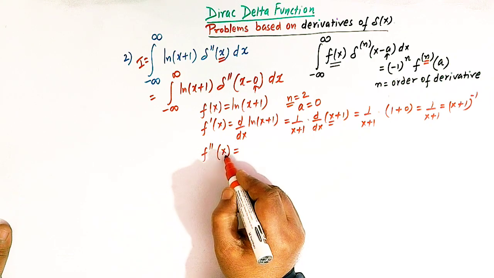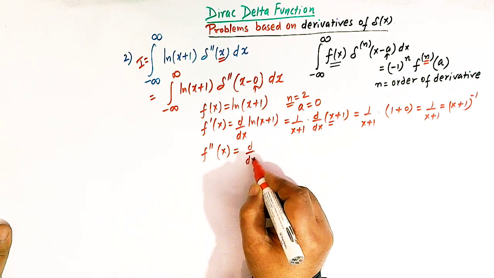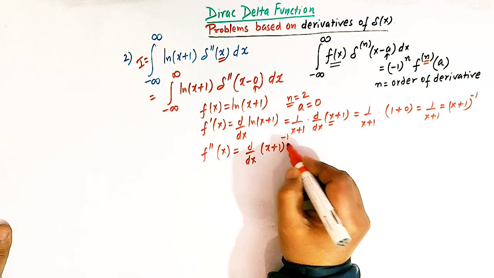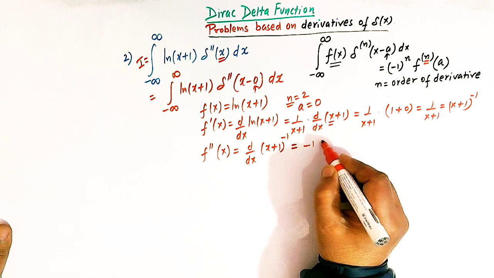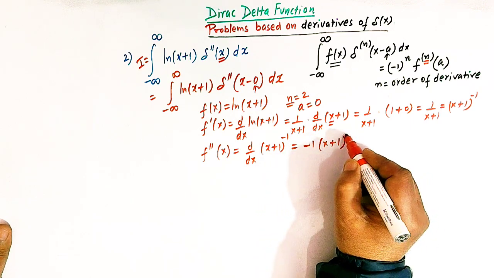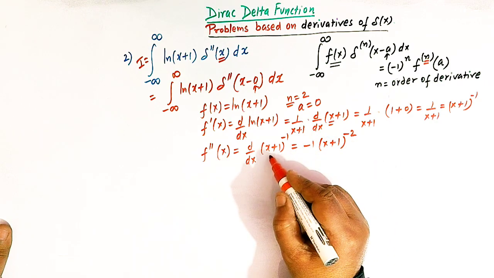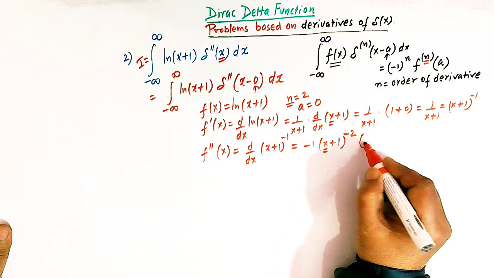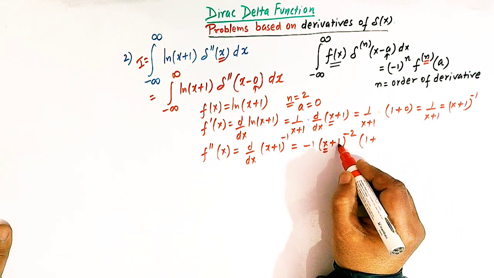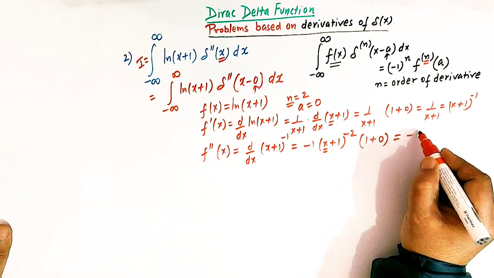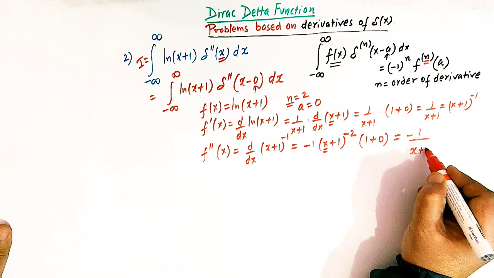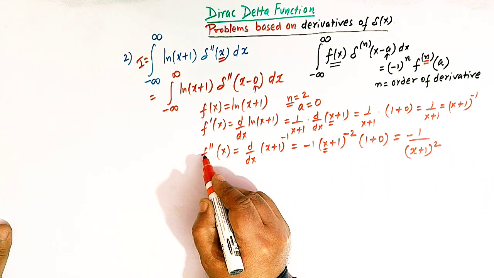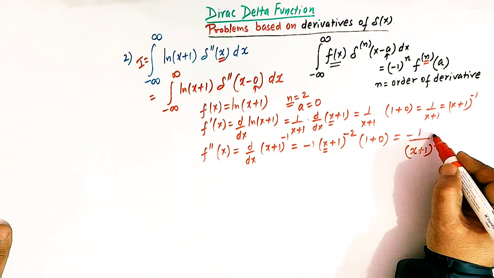Okay, so now let us find out the second derivative. So f double prime of x is given by d by dx of this function x plus 1 raised to minus 1. So we have minus 1, then we have x plus 1 raised to minus 2 by the nth power law. And here we have the derivative of x as 1 and derivative of 1 as 0. So this is minus 1 over x plus 1 square, right? So the second derivative of f of x is given by this expression.